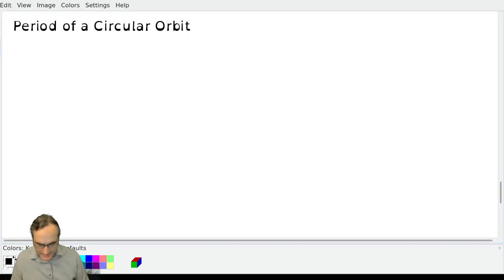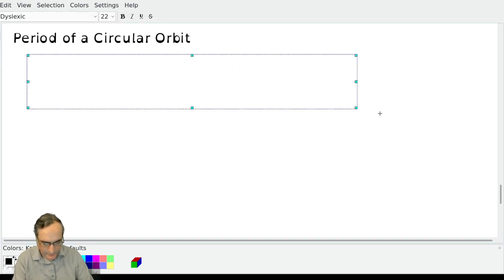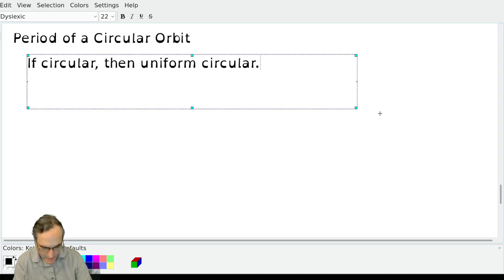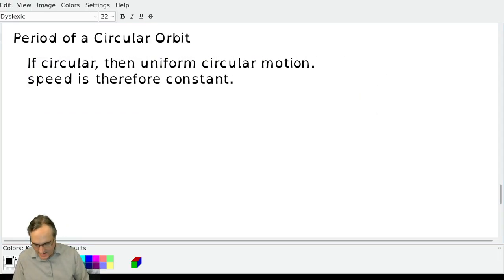So let's see. The important thing to realize is if we're talking about a circular orbit, then it's going to be uniform circular motion. And the key thing about uniform circular motion is that the speed is therefore constant. And that gives us a wonderful way of getting at this.